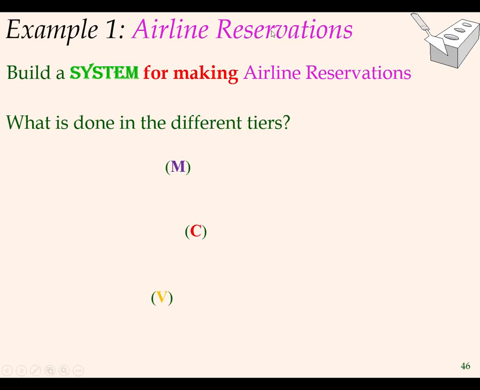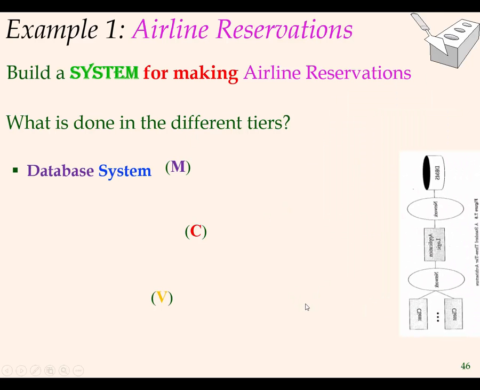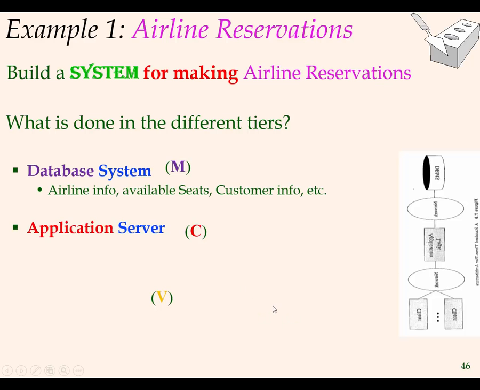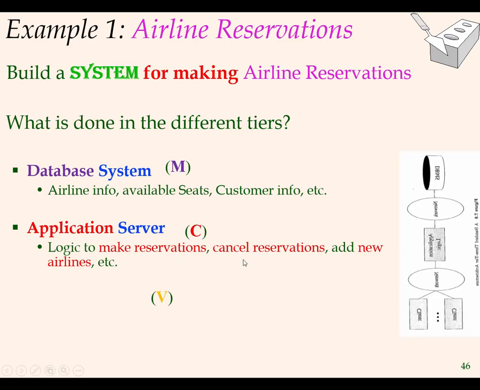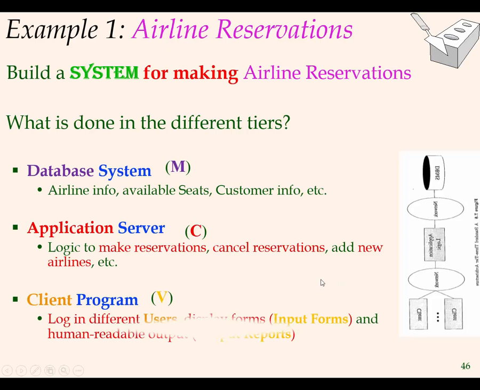So let's look at an airline reservation that is using the MVC. What you put in the model in the database server will be your tables like airline information, seat information, customer information. In the application server or controller, you have make reservation, cancel reservation, add new airline. So this is the functionality of your web-based application. And in the view, you actually have the display in HTML.